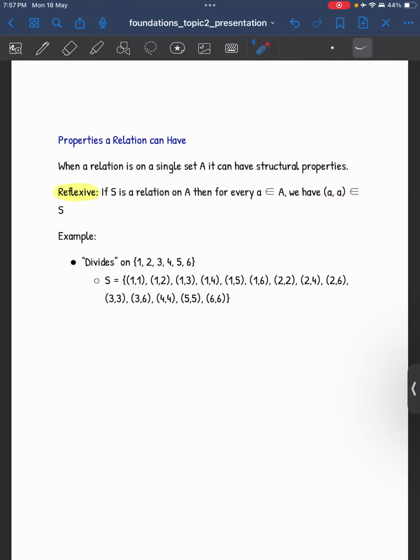So let's look back at the divides example that we considered in the previous page. We can see that since a divides a for all a in 1 to 6, (1, 1) is there. So this is a reflexive relation. You can quickly check (1, 1) is there, (2, 2) is there, (3, 3) is there, (4, 4), (5, 5), (6, 6). So this is a reflexive relation.